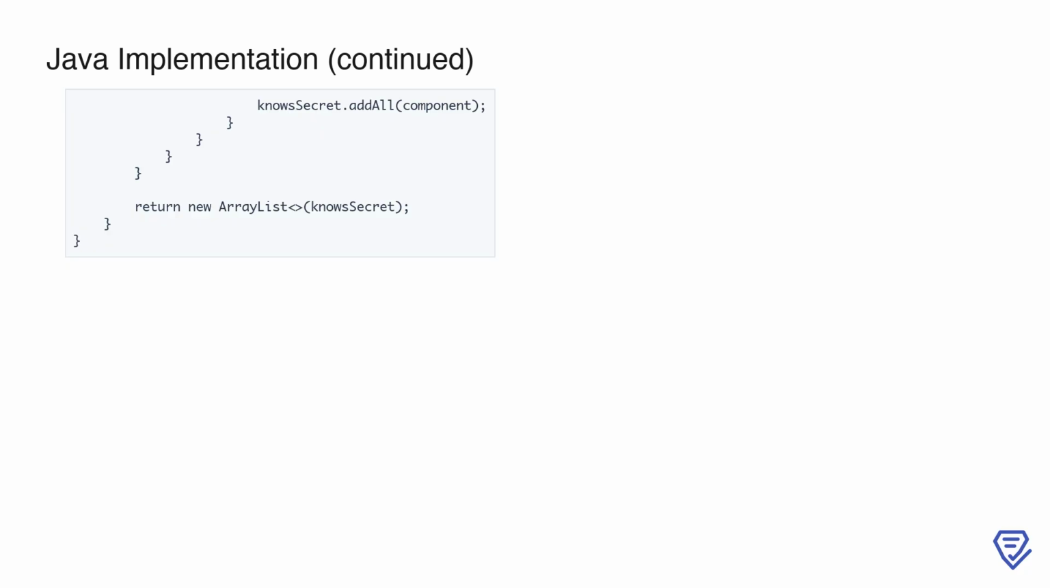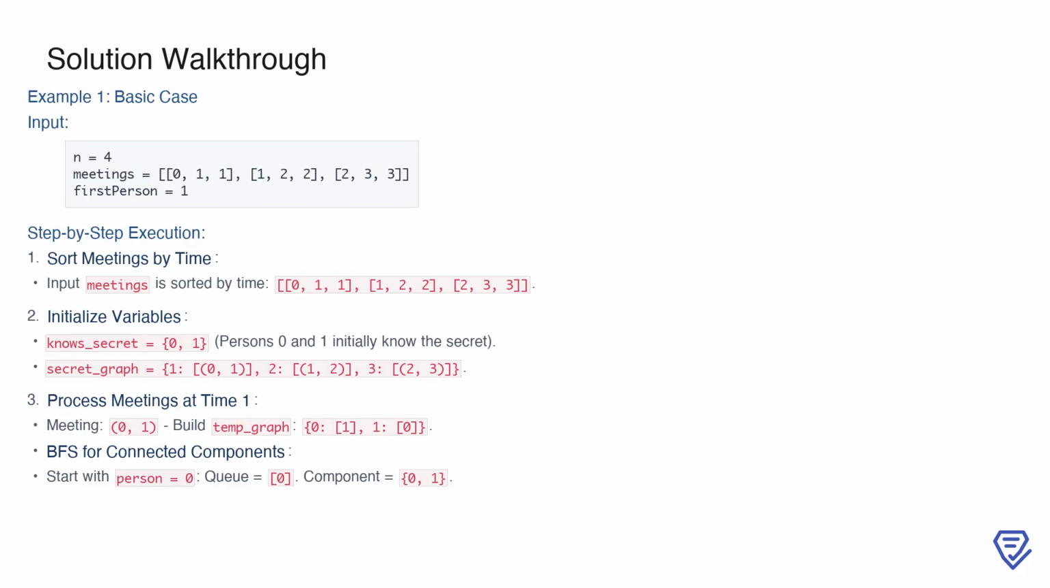By combining sorting, graph construction, and BFS, we efficiently determine who learns the secret while processing meetings in chronological order and respecting their time dependencies. To solve this problem, let's start with a basic example where we have 4 people and a series of meetings. The goal is to determine who knows the secret by the end.